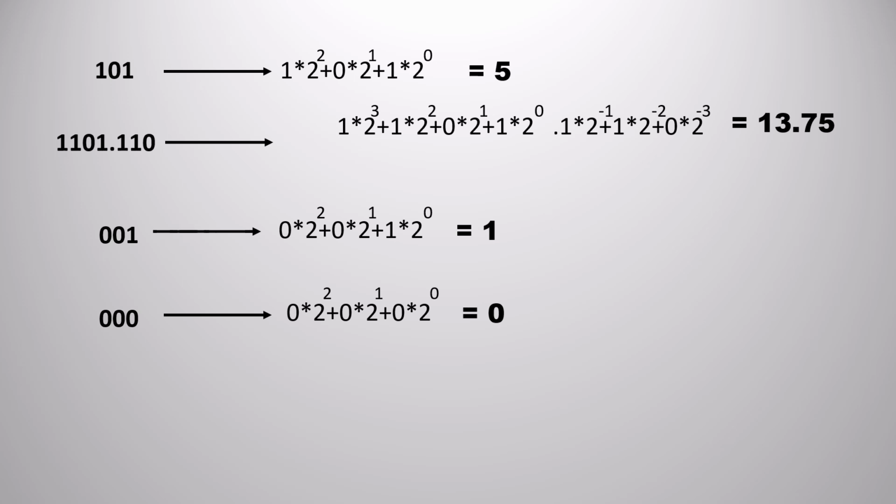In the second example, we have a fractional part, that is 1101.110. We multiply the individual digits with 2 power 0, 2 power 1, 2 power 2, 2 power 3, and add them all up. After the point, we multiply with 2 power minus 1, 2 power minus 2, 2 power minus 3, and add them all up, and we get the fractional value 0.75. This 0.75 is added to the 13 before the point, so we get 13.75. Likewise, the same examples given below are shown with the help of the formula.